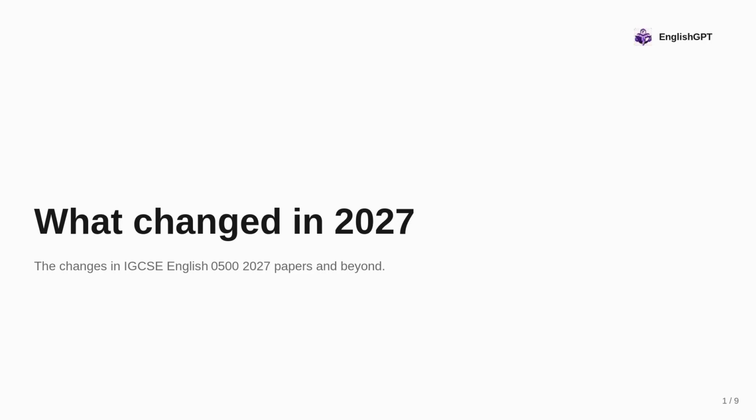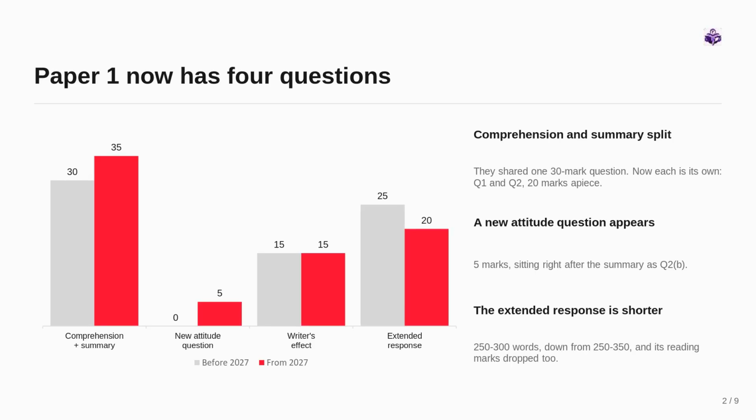If you're taking IGCSE First Language English from 2027 onward, the paper is different from the old one and the marks have moved around in specific ways. On paper 1, the old paper had 3 questions worth 30, 25, and 25 marks, adding up to 80. The new paper has 4 questions, each worth 20 marks, still adding up to 80. The total didn't change. What changed is how the marks are grouped.